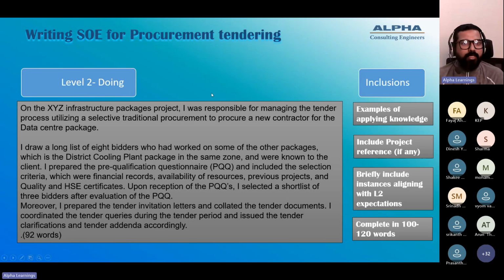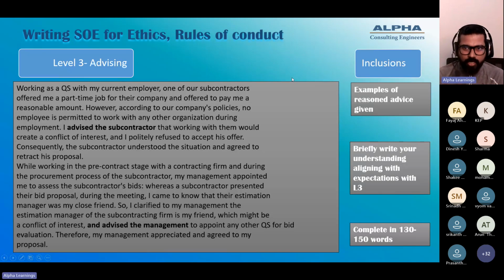Now, next is advising. In advising also, you have to find two different examples from your project where you have advised your management, your client, or your contractor. In ethics and rules of conduct, you may have advised your colleague. That is also applicable, so you have to write that. And here also take the reference of the RICS pathway guide and align your writing according to that. It should be between 150 to 200 words.